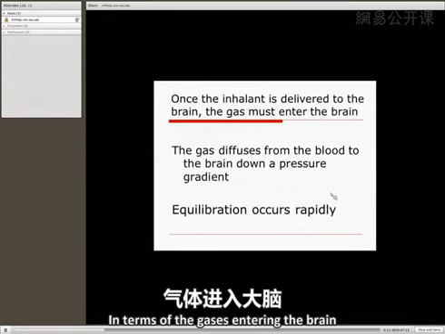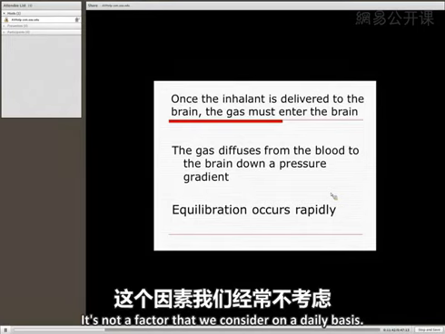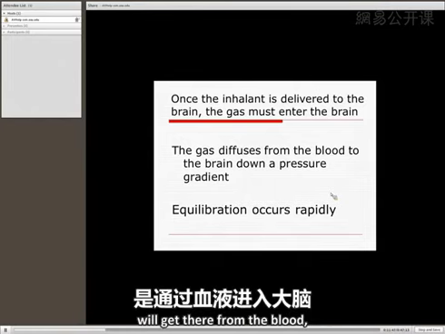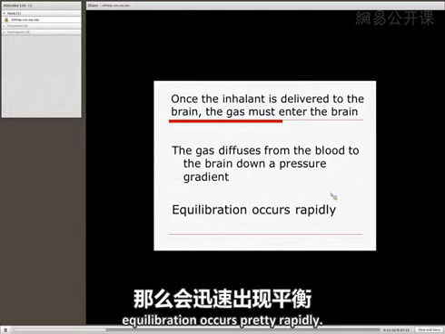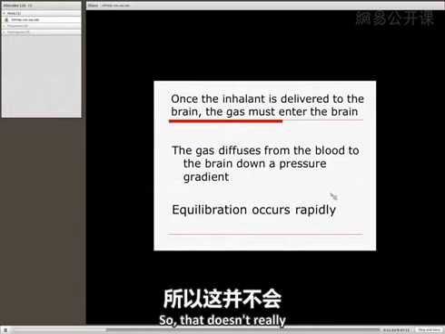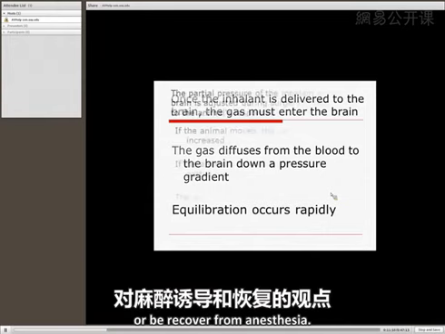In terms of the gases entering the brain, that happens relatively quickly. It's not a factor that we consider on a daily basis. If there's a brain there, the inhalants will get there from the blood. Equilibration occurs pretty rapidly, so that doesn't really affect our thinking very much about either induction or recovery from anesthesia.